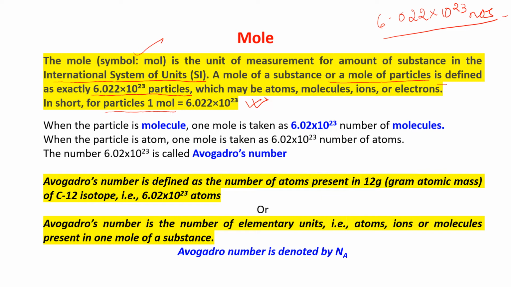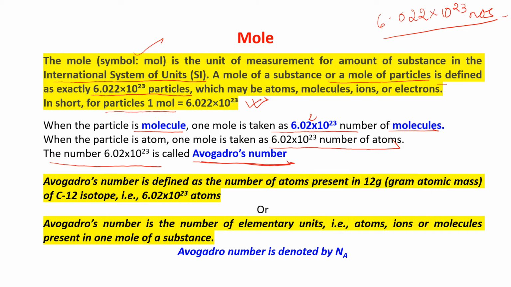When the particle is a molecule, as I told you, 1 mole is taken as 6.022 into 10 to the power 23 molecules. When the particle is an atom, 1 mole is taken as 6.022 into 10 to the power 23 atoms, and this particular number is given a name, which is known as Avogadro's number.